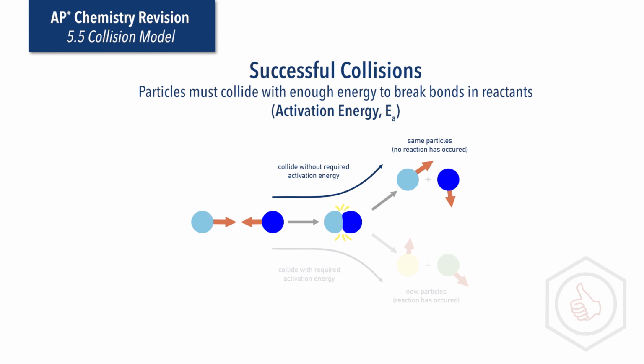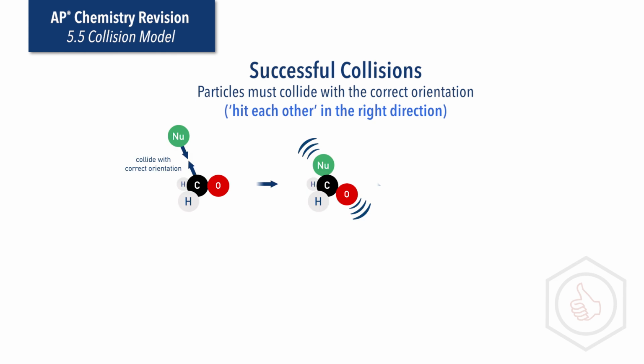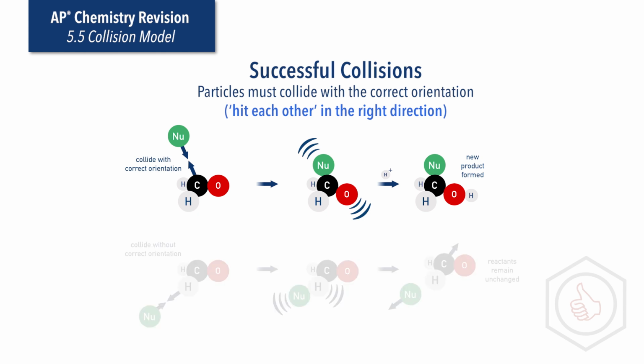The particles also have to collide with the correct orientation. This means the particles must hit each other in the right direction in order to form a product. Even when particles collide with the required activation energy, the orientation of collisions still matters. For complex molecules, there's often only one way they can align to react properly. This is why molecules with complicated structures may react slowly even with high-energy collisions at high temperatures.